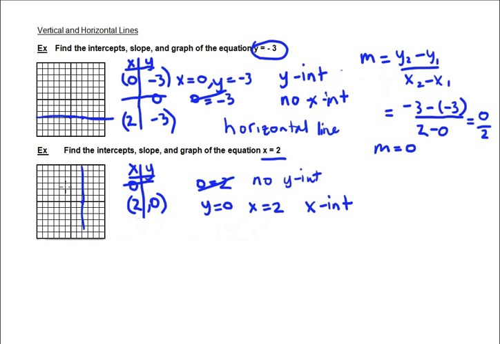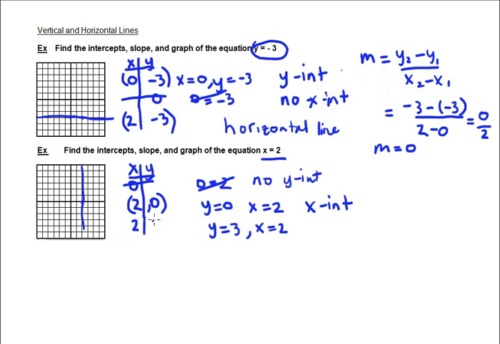Realize that this line is parallel to the y-axis. That's why there is no y-intercept. It does pass through the x-axis at the point (2, 0), and that again gives us our x-intercept. If you're not comfortable with this shortcut, you can always go back and explicitly plot a second point. From the equation, we know that x is equal to 2, so we have to choose positive 2 for x, and then we can choose any value for y.